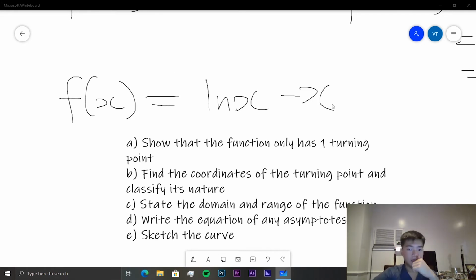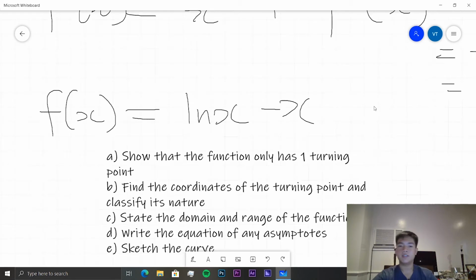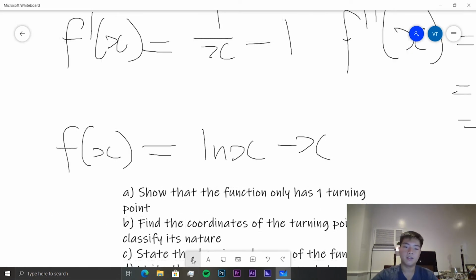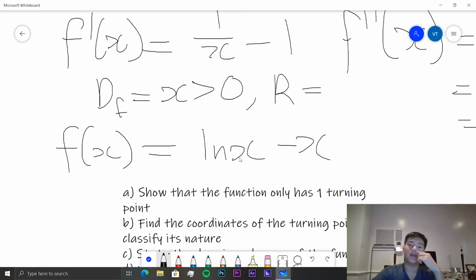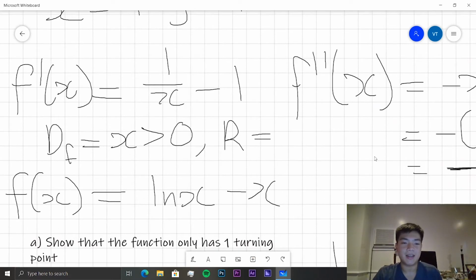The domain is clearly that x is greater than 0 since you can't have ln or any logarithm values less than 0. So we have the domain of the function is equal to x is greater than 0. The range of the function is therefore, what's the least value this can have? The least value is, sorry, I'm back.